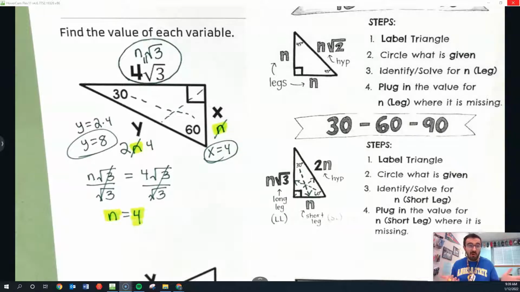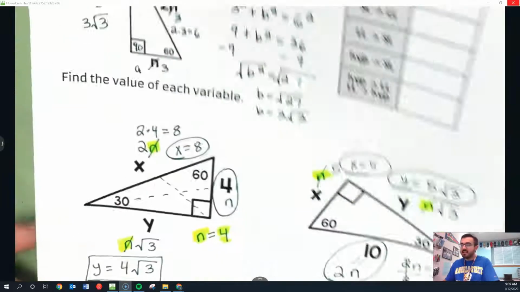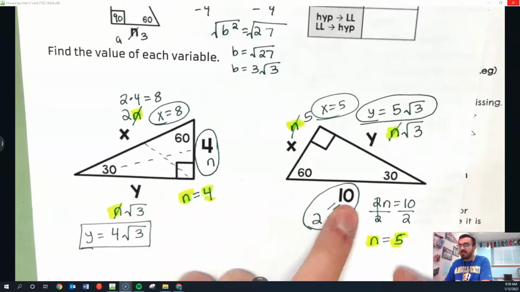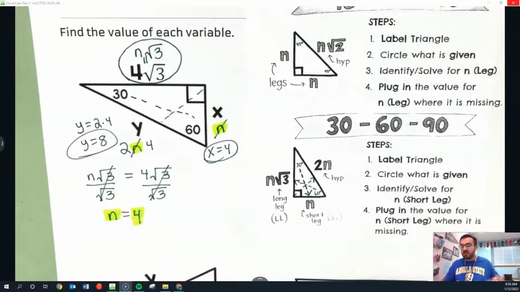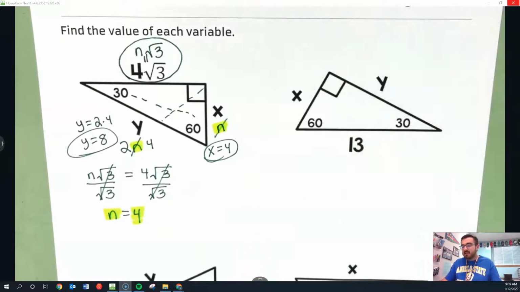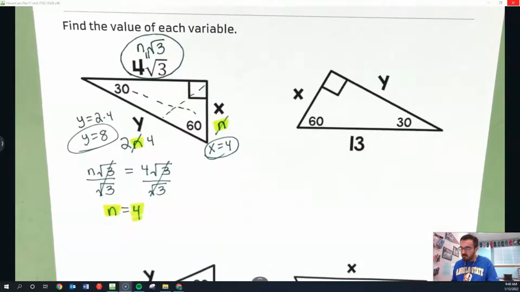So we've seen kind of all three examples, right? We've seen an example where they give us the short leg. We've seen an example where they give us the hypotenuse. And we've seen an example where they give us the long leg. Those are kind of the bottom line. So if you know how to do all three of those, you're probably good to go. Now, it gets more complicated mathematically, but you've seen all three types of processes. Okay? Let's take a look at this one.